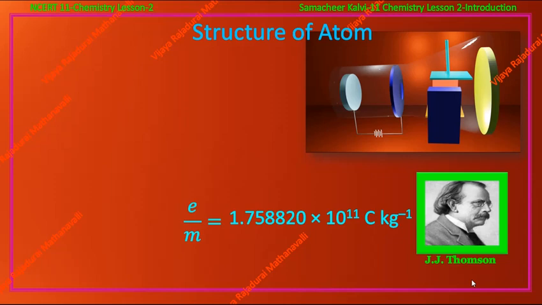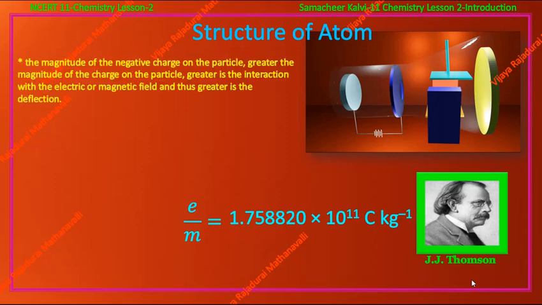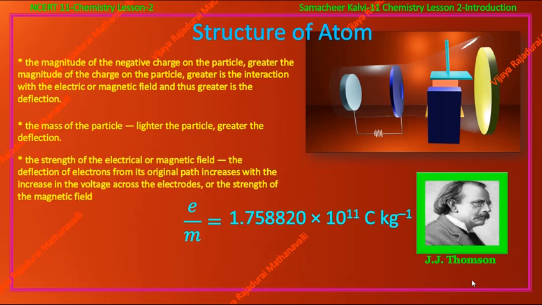J. J. Thomson said that the amount of deviation of the particles from their path in the presence of an electric or magnetic field depends upon the following points. First, when the magnitude of the negative charge on the particle increases, the deflection in the presence of an electric field or magnetic field also increases. Second, the lower the mass of the particle, the greater the deflection. Third, if we increase the strength of the electric or magnetic field, the deflection also increases.